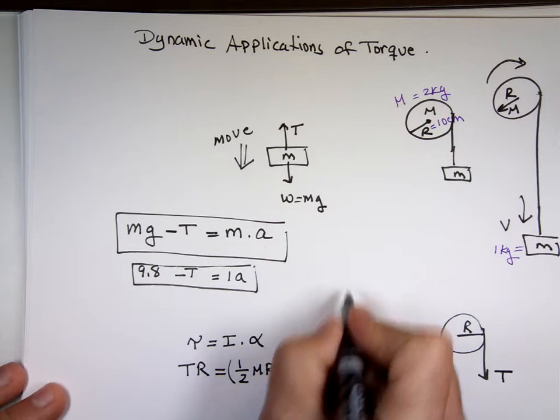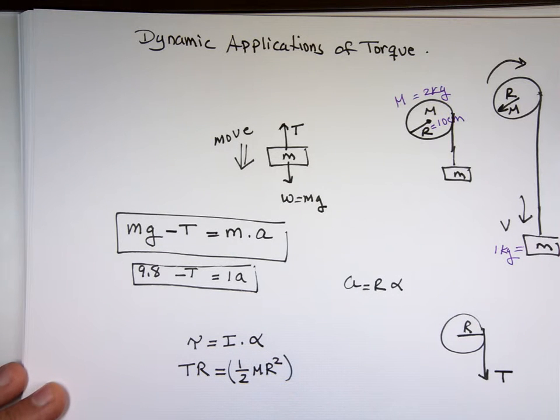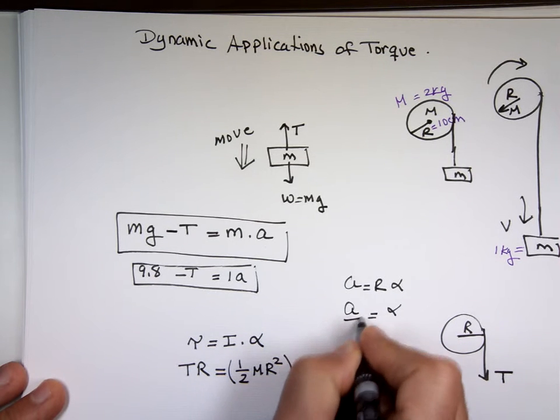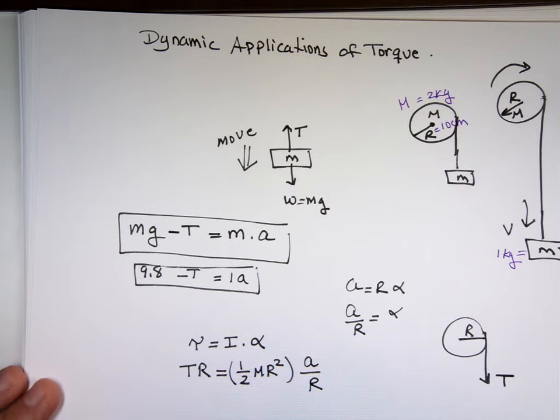Well, we know A equals what? R times alpha, isn't it? Which means alpha equals what? A over R. So if I replace alpha with A over R, I can get my other equation.